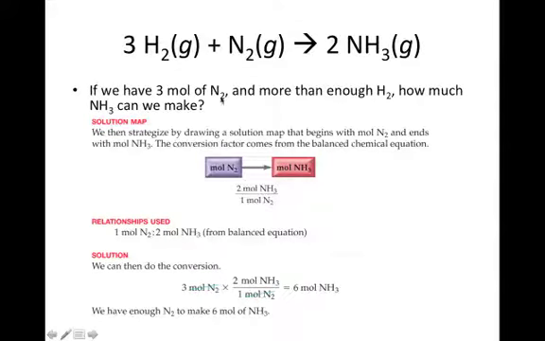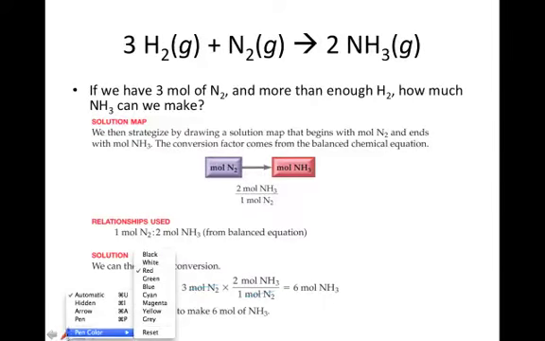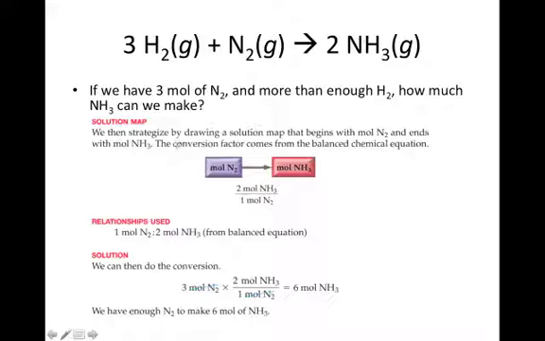If we have 3 moles of N2 and more than enough H2, how much NH3 can we expect to make? This is a question we can answer using this balanced equation. We can strategize by drawing a solution map that begins with moles of N2 and ends with moles of NH3. The conversion factor comes from the balanced chemical equation. We're going to use it to get from moles of N2 to moles of NH3.